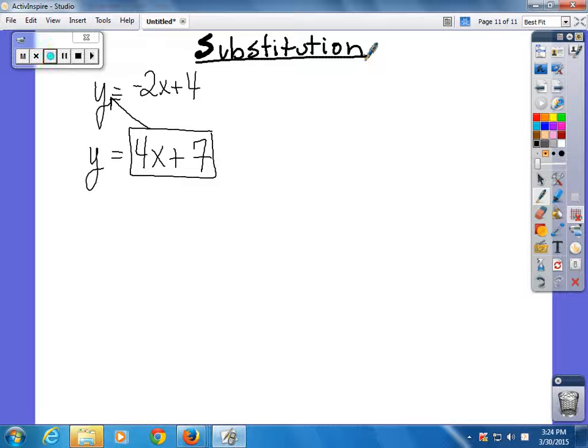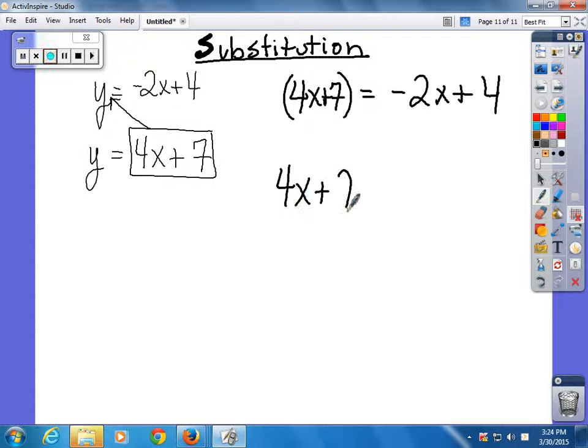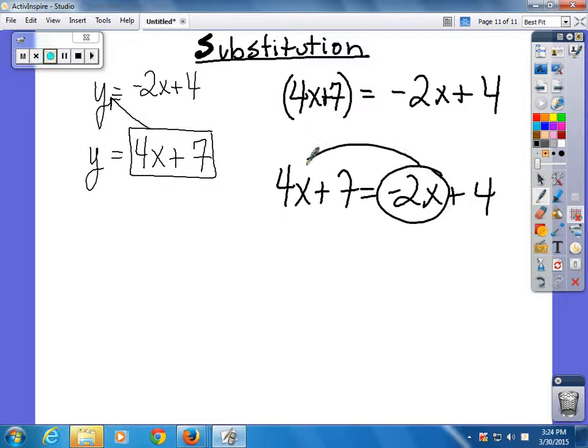So, parentheses equals negative 2x plus 4. 4x plus 7, and plug that in for y. Which one's my smallest bucket? 4x plus 7 is equal to negative 2x plus 4. Which one's the smallest bucket? Negative 2x. So bring it across the river, and that becomes 6x plus 7 is equal to 4.